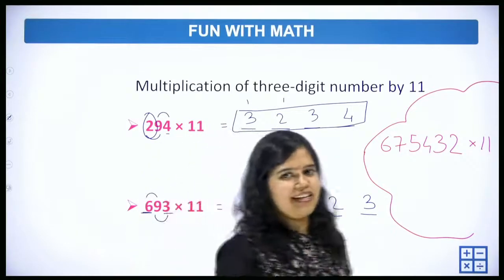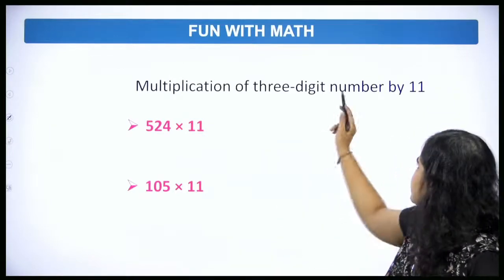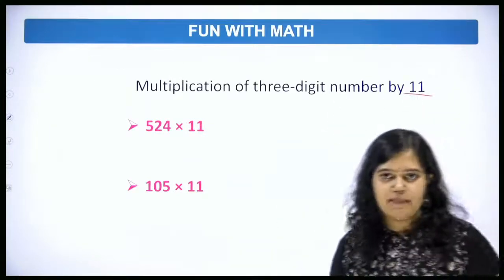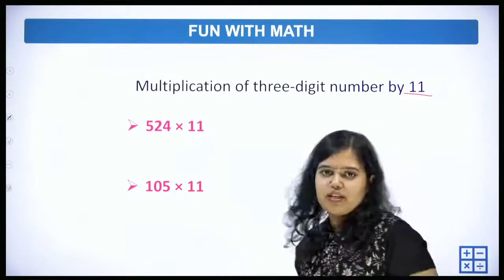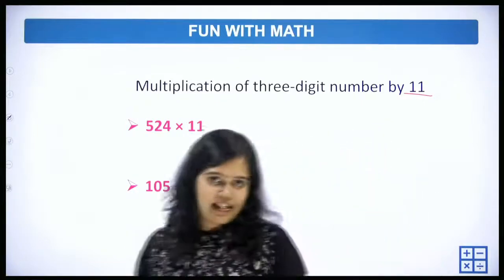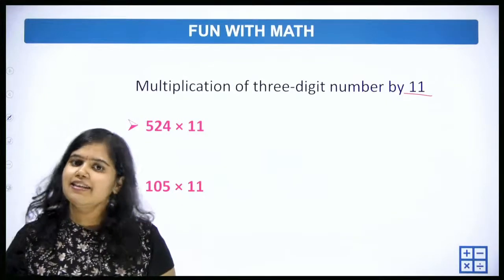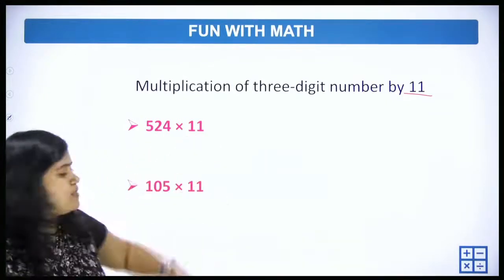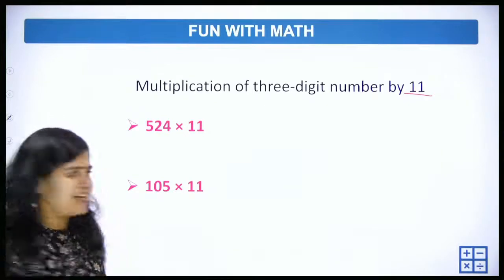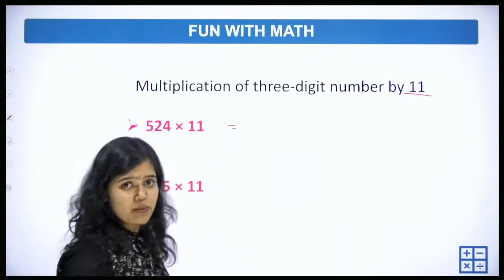So let's move to the next question now. Next, we will explore 3-digit numbers multiplied by 11 some more. Okay? So these are also your practice questions. So 524 into 11. I'll do one for you and one more for you as homework. So 524 into 11 as we have done till now. How many digits will we get?